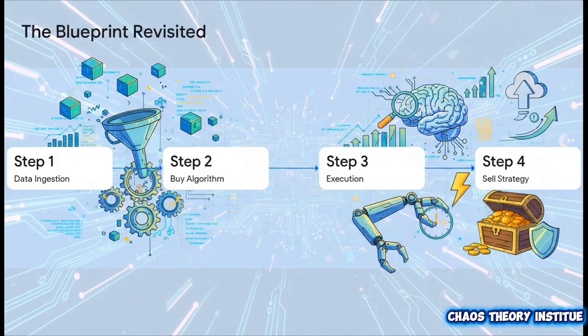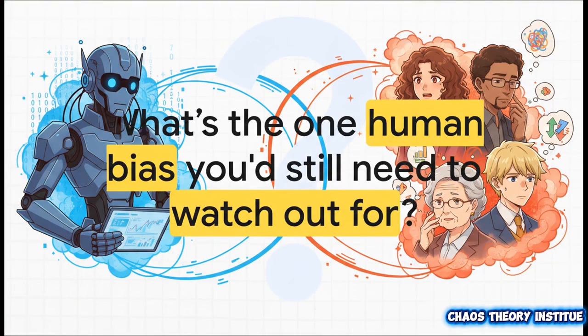And so here we are, right back where we started, looking at the same blueprint. Data ingestion, buy algorithm, execution, and sell strategy. By breaking it down this way, the massive idea of building a trading bot becomes a series of clear, logical, and totally manageable steps. So, let's end with a question. Imagine you've done it. You built your perfect bot, it follows its rules perfectly with zero emotion. What's the one human bias that you, its creator, would still need to be on the lookout for in yourself? That's something really important to think about.